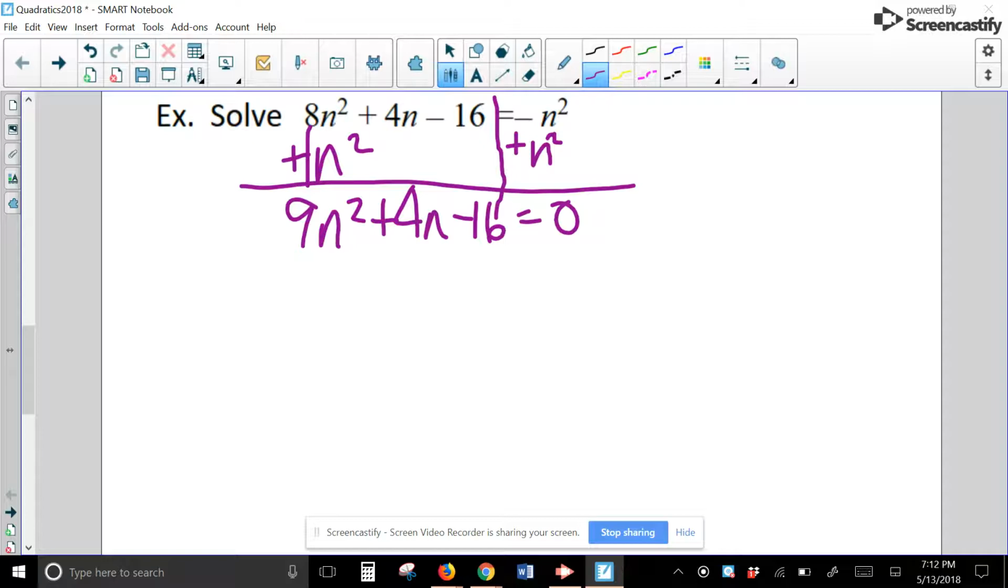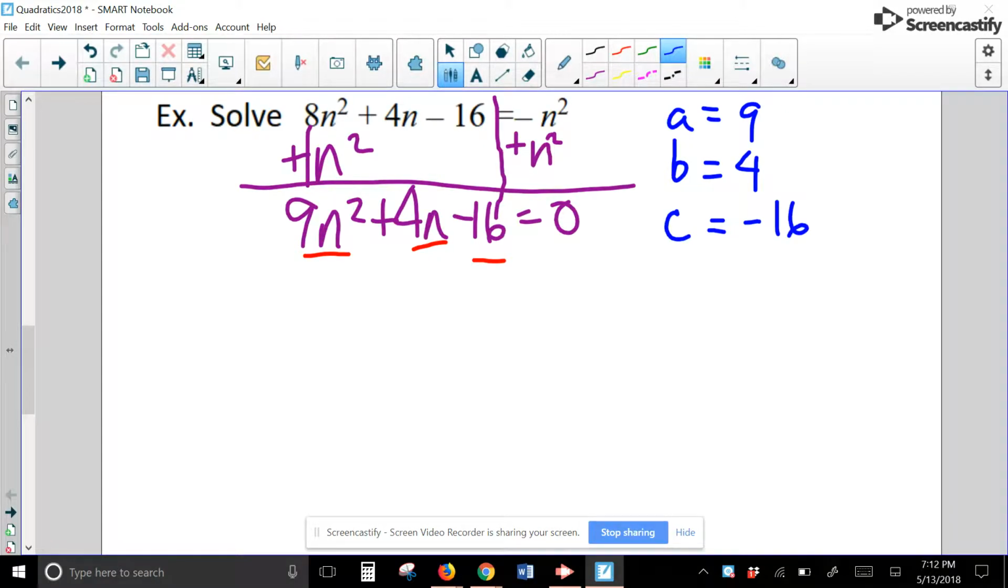So we have highest powers first. We have n to the second, n to the first, and then n to the 0, no n at all, equals 0. So we are in standard form, so we can identify A, B, and C. So A is 9, B is 4, and C is negative 16.